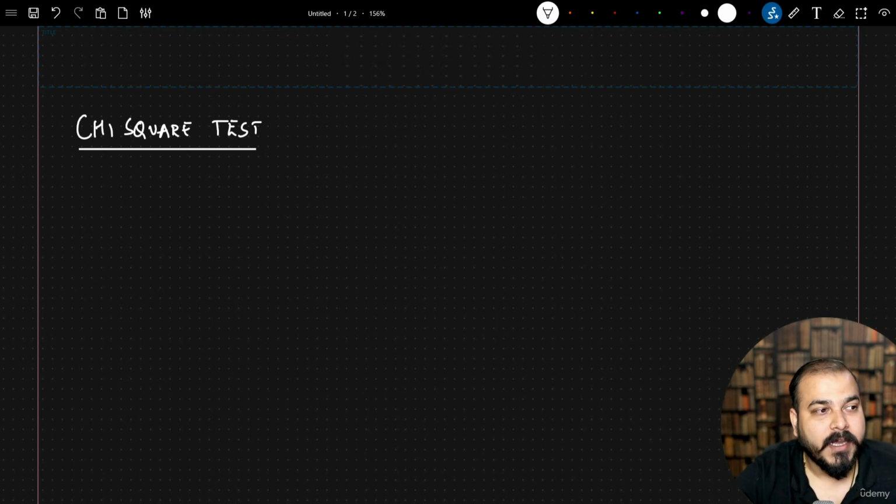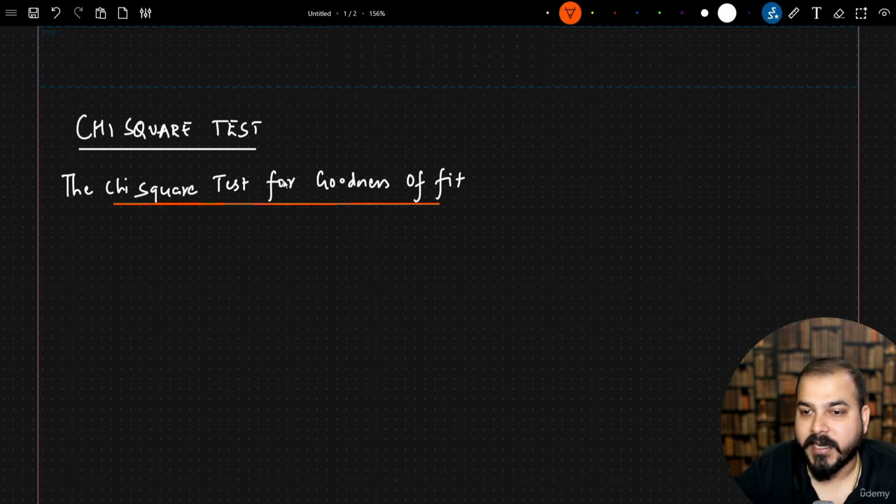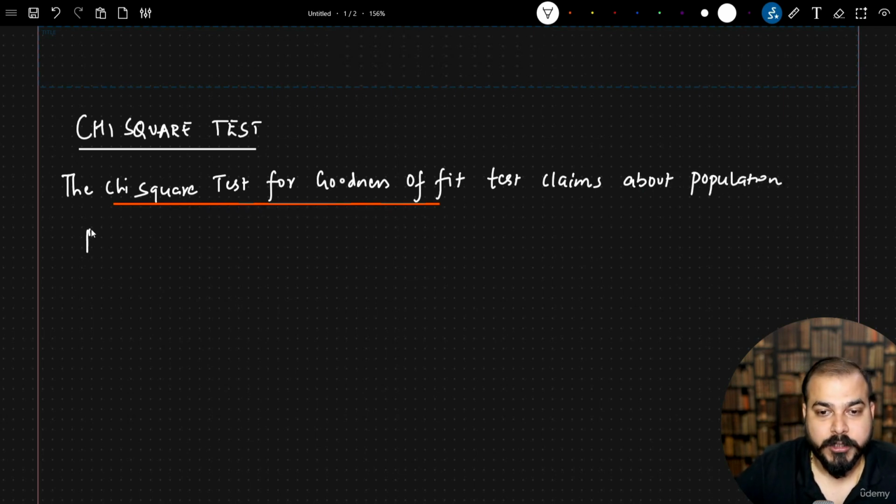Okay, so to begin with, the chi-square test, we also say this as the chi-square test for goodness of fit, right? We also say this specific word for most of the chi-square tests that we do. This test makes claims about population proportion. Whenever we talk about proportion, that basically means we need to think about a categorical variable.